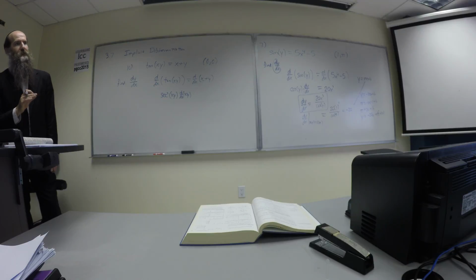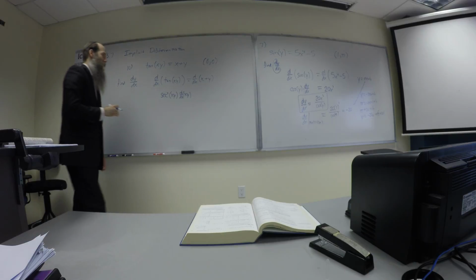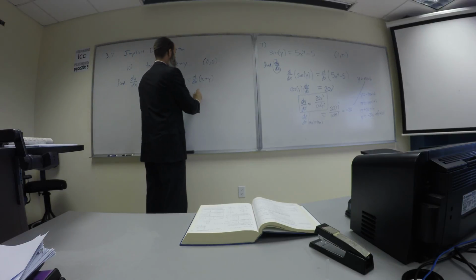Done nothing implicitly yet. You've not used the technique in this section yet, really. All you've done is a chain rule on the left-hand side, one chain rule. Okay? The implicit part will come next. Now, what about the right-hand side?